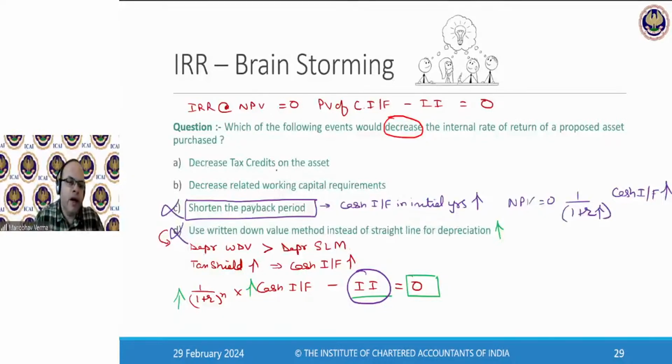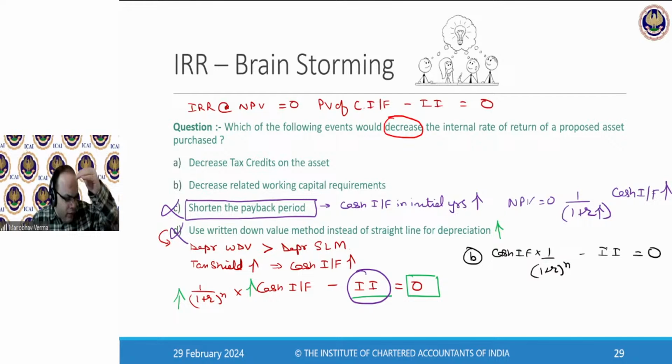Very good. We're talking about option number B now: decrease related working capital requirements, guys. Now, what happens for option number B? Let me discuss that. We're saying that cash inflows multiplied by 1 plus R to the power n minus initial investment has to be 0.